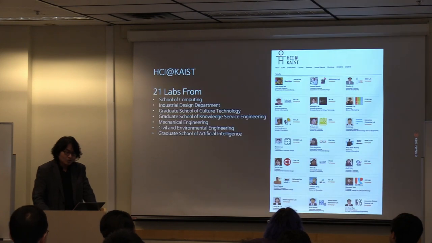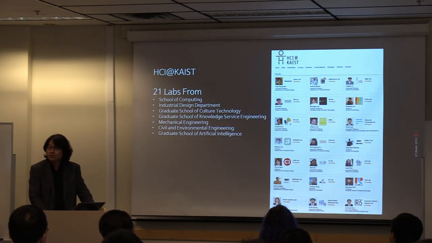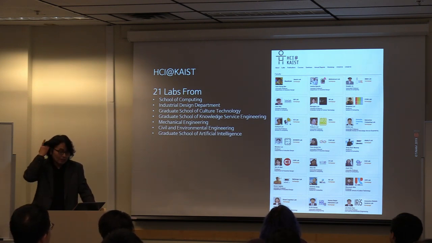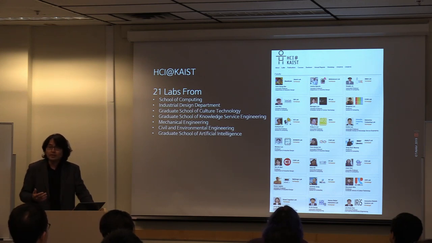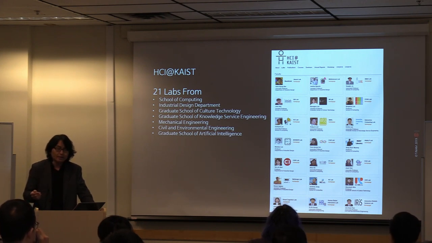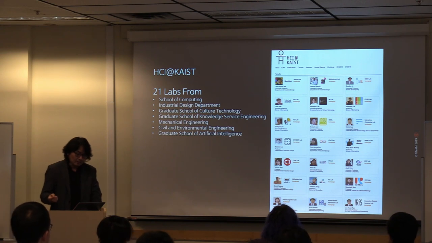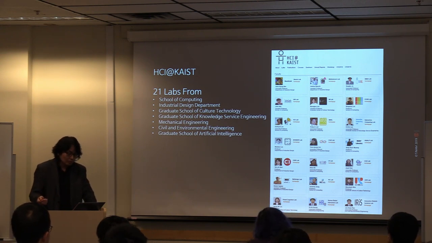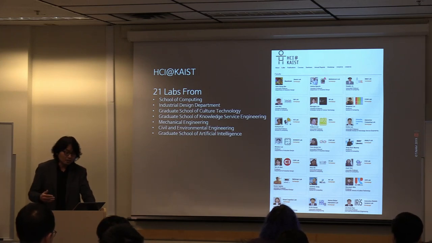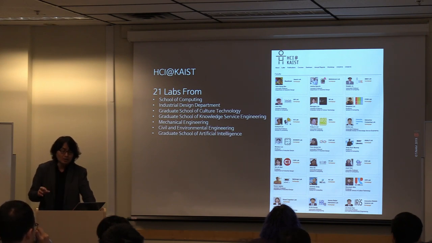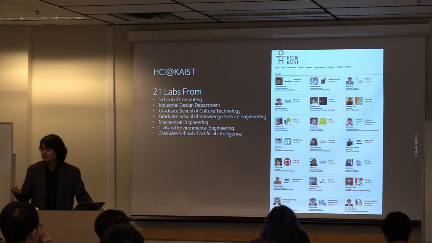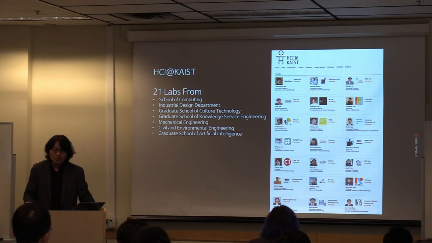And also at KAIST we have an HCI group, which I found is similar in size and composition. So we have right now around 20 labs, but it's growing, from the School of Computing, the Department of Industrial Design, and other graduate schools: Cultural Technology, Knowledge Service Engineering, Mechanical and Civil Engineering. Those are the professors from these departments. Because KAIST is an engineering university, we don't have humanities subjects like social science, psychology, and cognitive science.